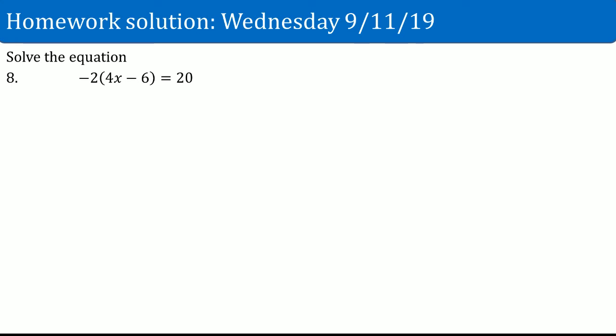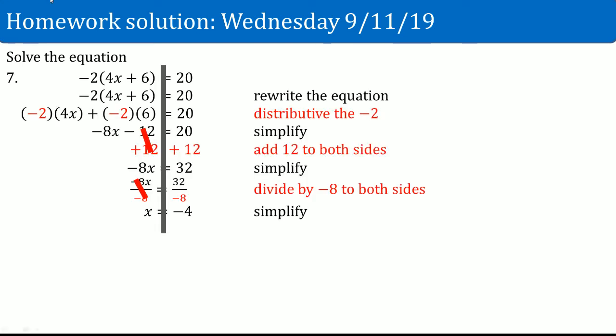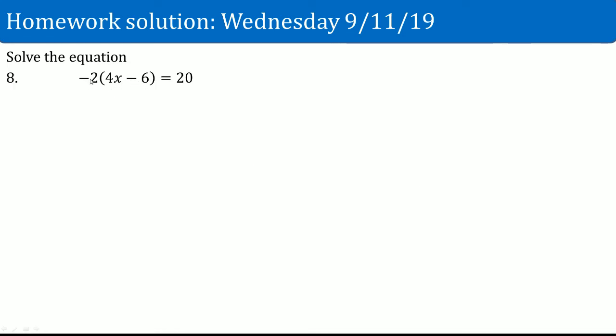Number 8. Again, this is different. Okay, this one, it's -2 on the outside and on the inside it's 4x minus 6. In number 7 the outside is the same at -2, but the inside was 4x plus 6. Again, be very careful. They're different problems. Okay, first step is always to rewrite the equation. It is -2 parentheses 4x minus 6, close the parentheses, is equal to 20.